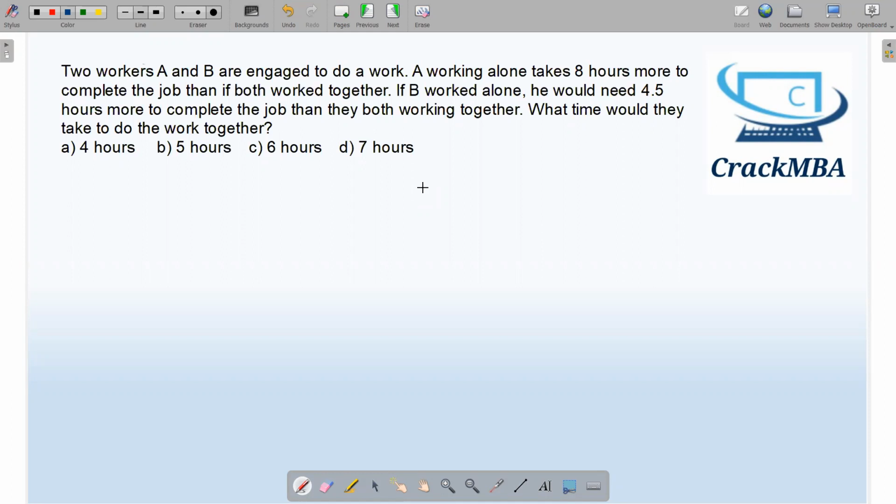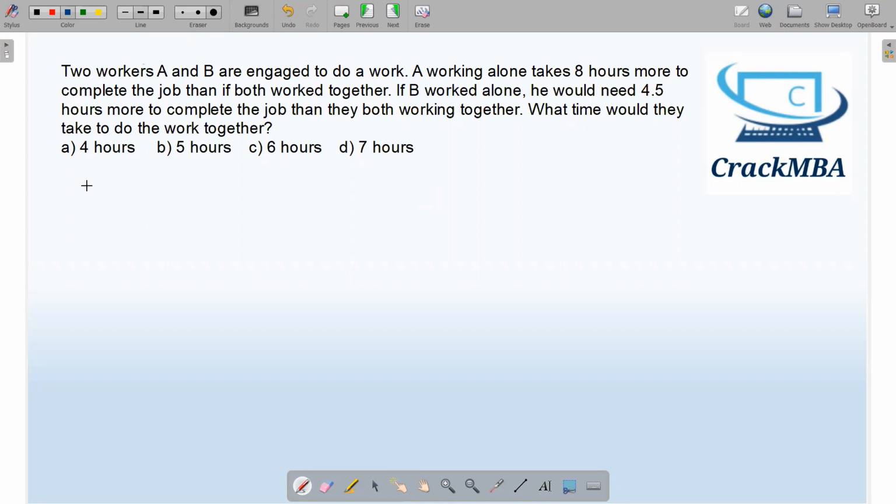Let's begin the question. Two workers A and B are engaged to do a work. A working alone takes 8 hours more to complete the job than if both work together. If B worked alone, he would need 4.5 hours more to complete the job than if they were both working together. What time would they take to do the work together?